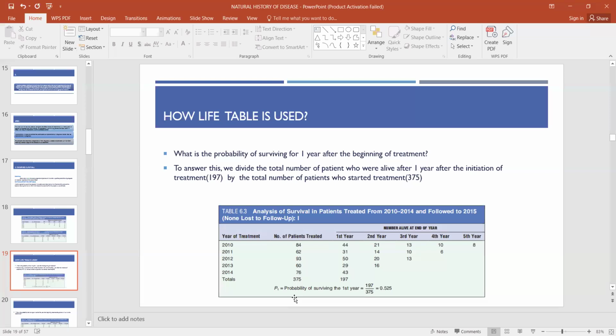Now, what is the probability of surviving for 1 year after the beginning of treatment? To answer this, we divide the total number of patients who were alive after 1 year of initiation of treatment, that is 197, by the total number of patients that are enrolled for the treatment, that is 375. So we can calculate the probability of surviving the first year: 197, the people who survived after 1 year of treatment, divided by 375, the total patients enrolled, is equal to 0.525.